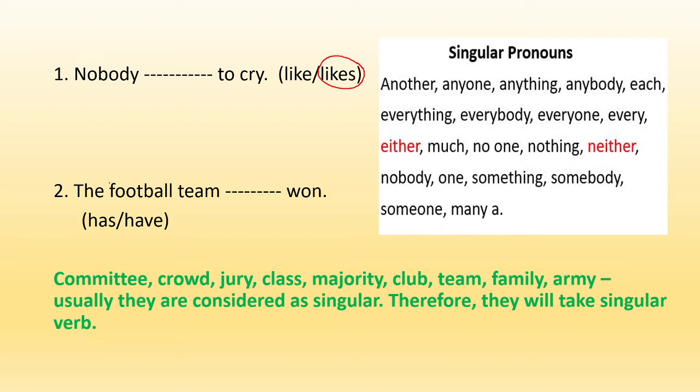Now next sentence, the football team dash won. So the football team has won. Now here the whole team is being taken together. So committee, crowd, jury, class, majority, club, team, family, army. These are usually considered as singular. Therefore, they will take singular verbs. So just remember these words. Usually they are considered as a whole. But in case they are talking about individuals from a group, then obviously you will be writing a plural verb. But mostly they are taken as singular.